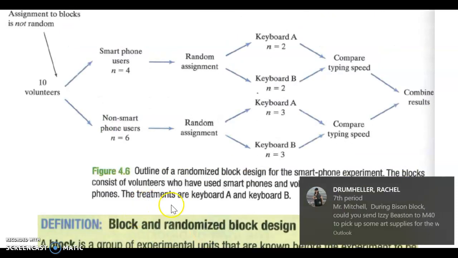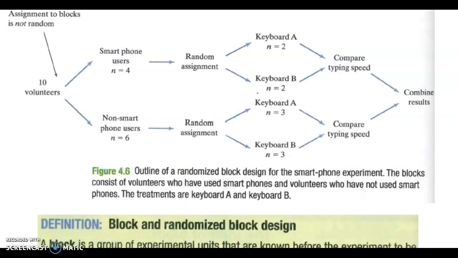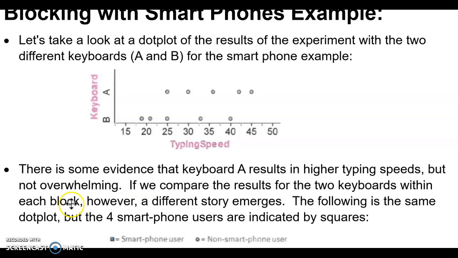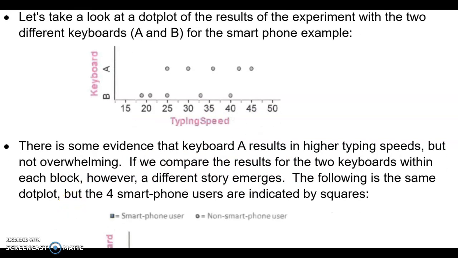So there's some definitions we already talked about. Okay? Blocking with smartphone. Here's some of the data that came up. So you can see here's a bunch of data points. Here's keyboard A, here's keyboard B. Looks like keyboard A was a little bit faster, but nothing really earth-shattering here. So there's some evidence, but it's not overwhelming. Maybe a little bit. All right.